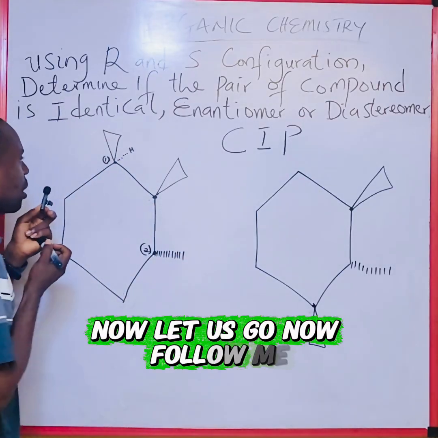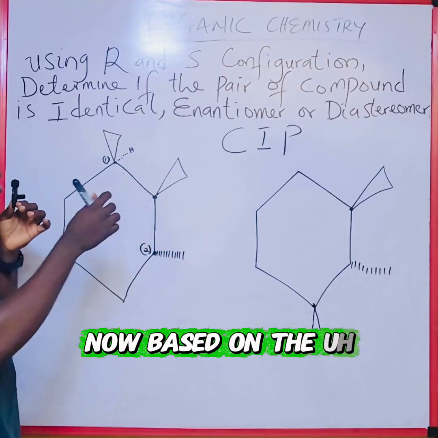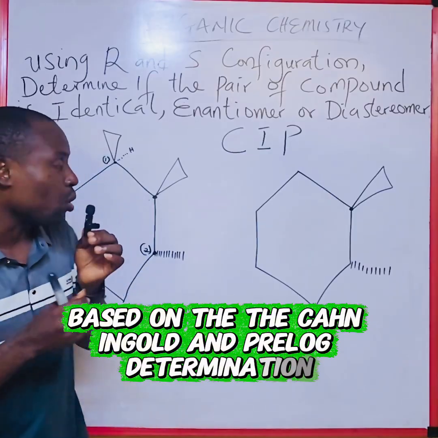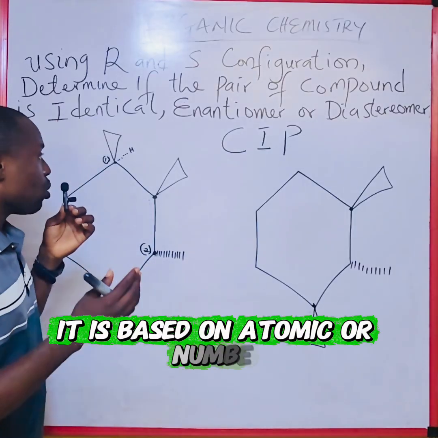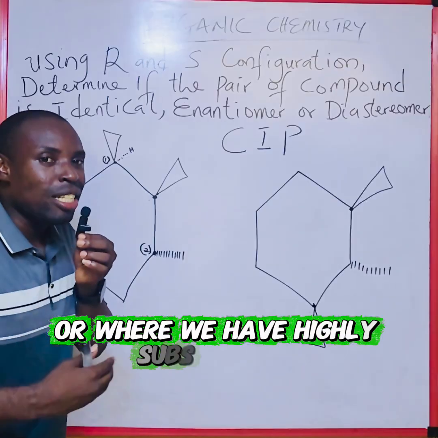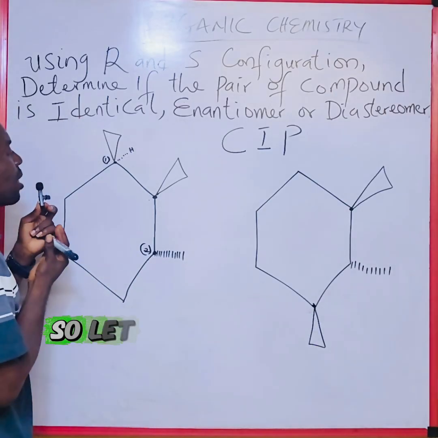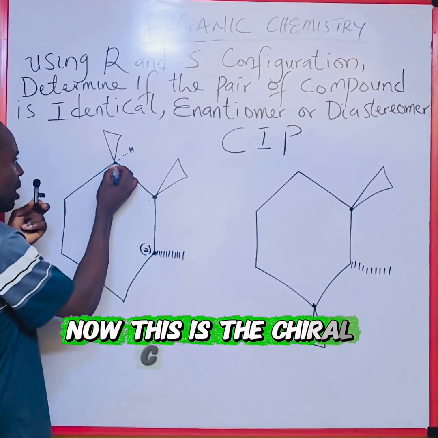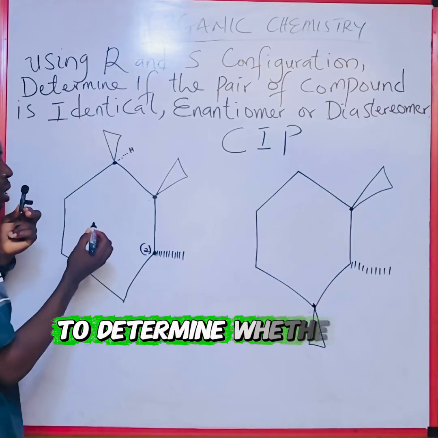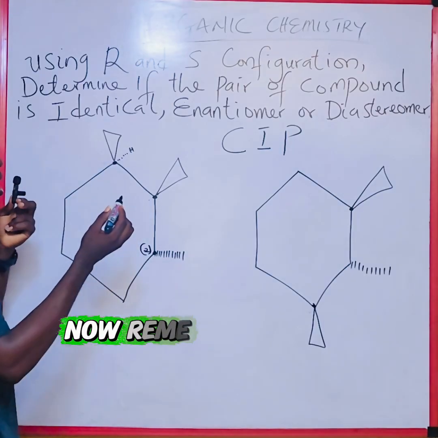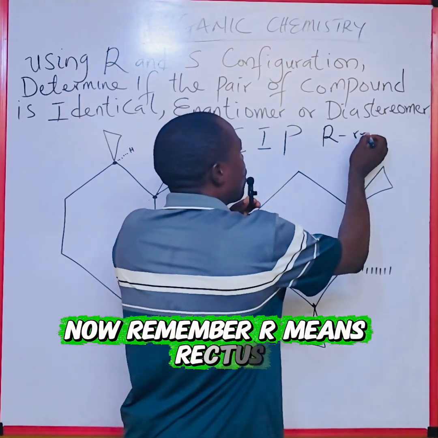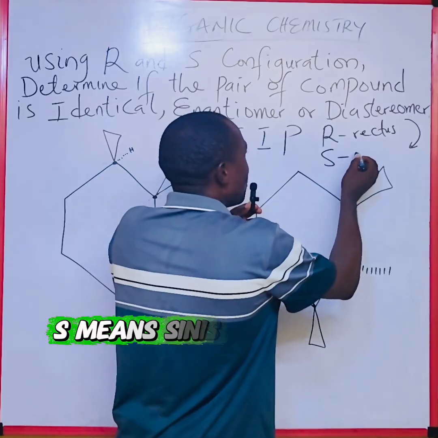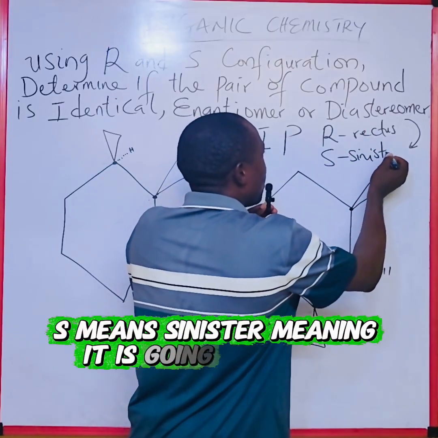Now follow me. Based on the Ingold and Prelog determination, it is based on atomic number, or where we have higher substitution. Now let's go here. Let us assign priorities to them. This is the chiral carbon here. I'm to determine whether it is arrow or X. Now remember, arrow means rectus, meaning it is going clockwise. X means sinister, meaning it is going what now?